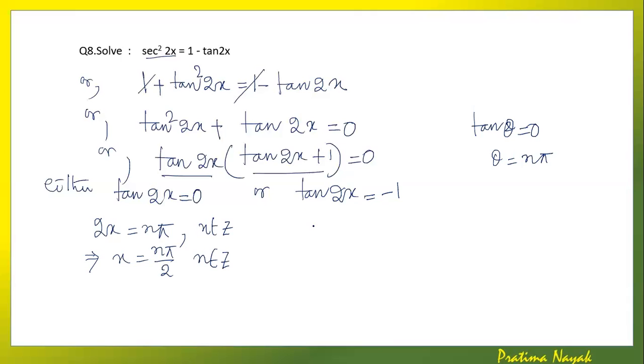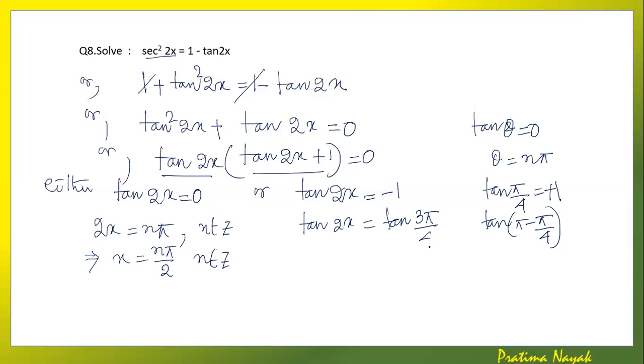Tan 2x is minus 1. Now recall when tan is negative. Tan is negative in the second quadrant. So you know that tan pi by 4 is 1. For getting minus 1, I'll take tan of pi minus pi by 4, or that will be tan 3 pi by 4. So I'll write tan 2x is equal to tan 3 pi by 4. So 3 pi by 4 will be your alpha.